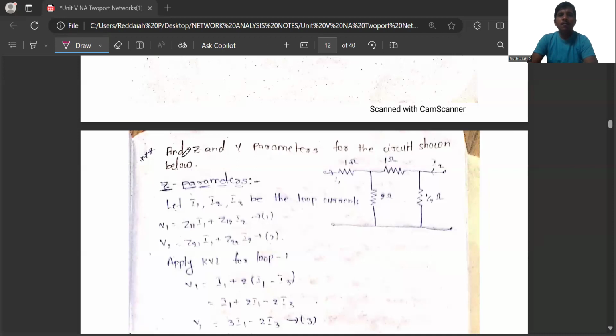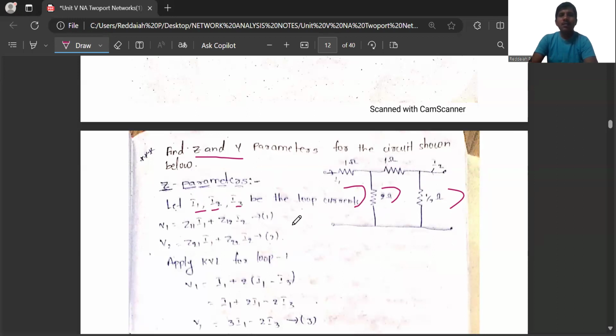Let us see one problem. Find Z and Y parameters for the circuit shown below. It is 1 ohm, 1 ohm, and this one 1 by 2 ohm, 2 ohm. How many loops are there? One loop, another loop, another loop. Three loops are there. Let I1, I2, I3 be the loop currents.